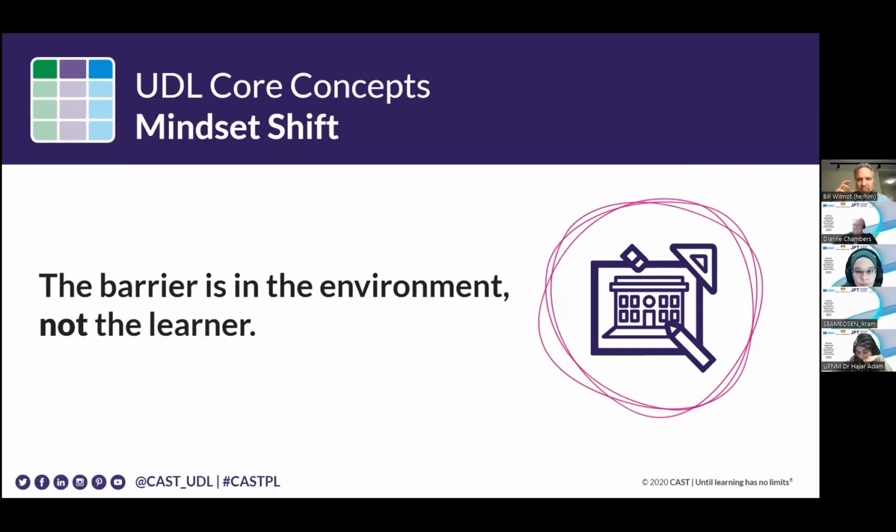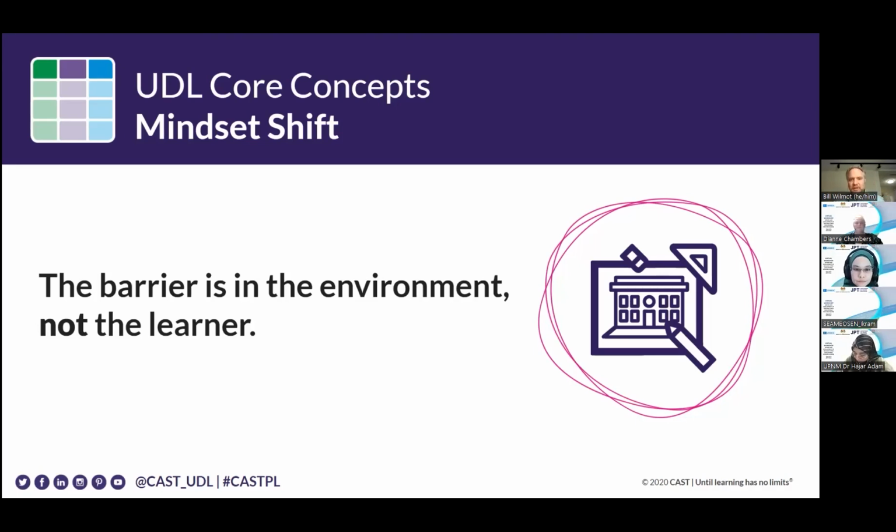Another is really, we think of it as a mindset shift, that the barrier is in the environment, not the learner. It's almost a reframing of barriers and what they are and what gets in the way of learning. Often, I'll speak from a US context because that's the context I know. We default to a way of thinking that, well, there's something different about that learner that's getting in the way of them being able to learn. There's a barrier in that learner.